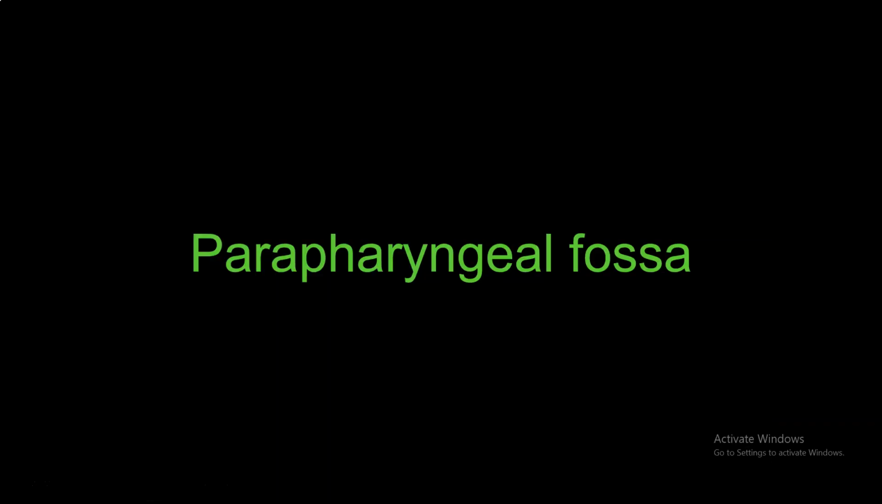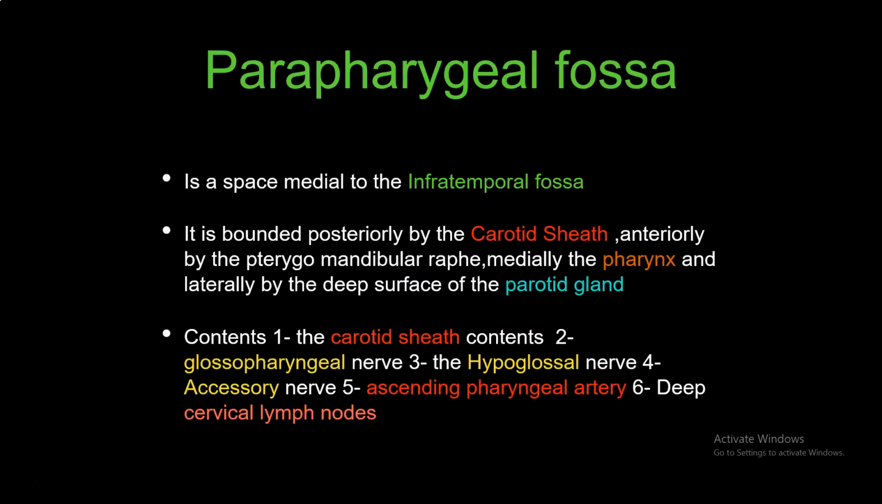Parapharyngeal fossa is a very important fossa also, and it is a space outside the pharynx, as you will see. Parapharyngeal, beside the pharynx. So it is also medial to the infratemporal fossa, like the pterygopalatine fossa, and it is bounded posteriorly by the carotid sheath, as you will see, and anteriorly by the pterygomandibular raphe, medially, of course, the pharynx, and laterally the deep surface of the parotid gland. You will see it now, and the contents: parapharyngeal fossa, carotid sheath, and all the lower cranial nerves.